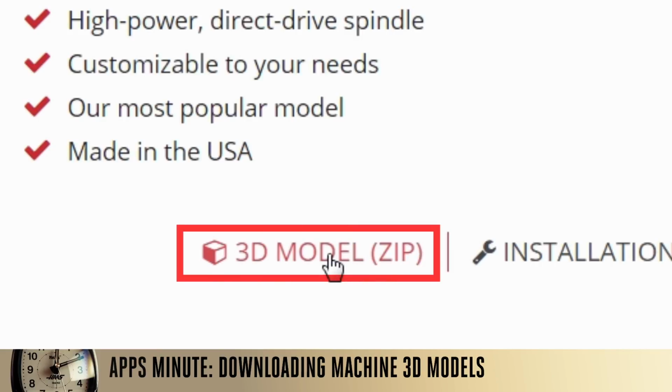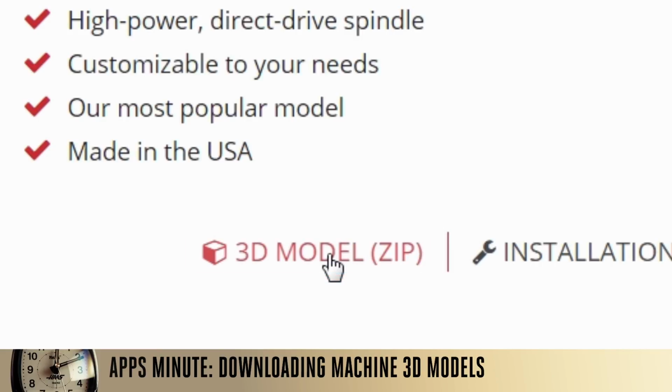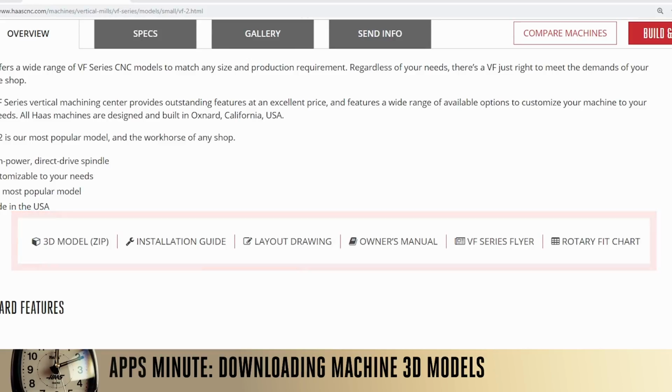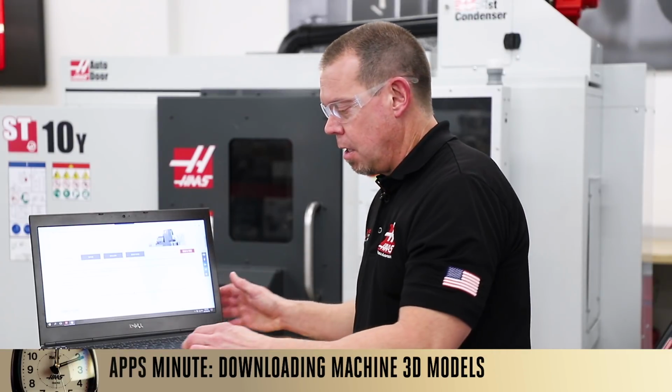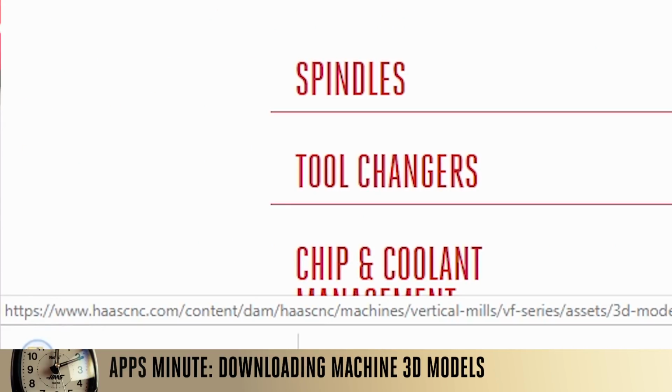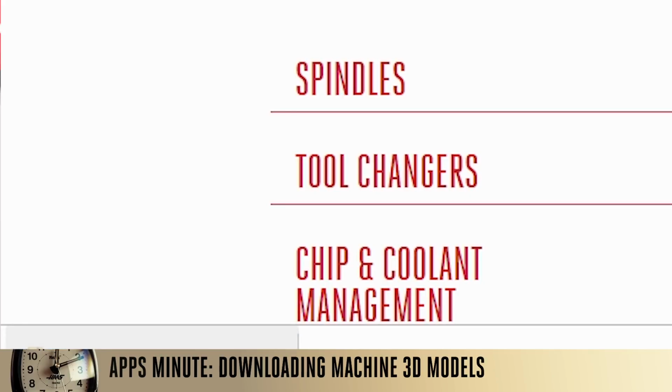And by the way, if you need a 2D layout drawing, machine installation info, owner's manual, or a guide for what rotaries fit your machine, it's all right here. So let's click on 3D model, and when you open the file, you'll see several folders and a PDF that explain the different file names.